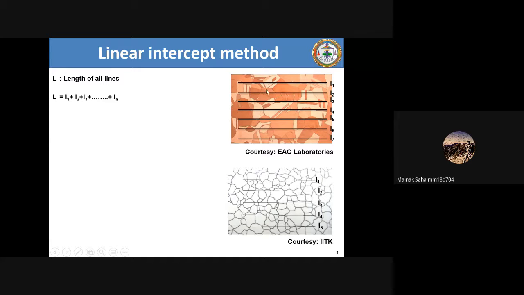Suppose you have drawn a line L1, you have a line L2, you have drawn lines L3, L4, L5, L6, L7. So you have drawn a number of parallel lines in a given microstructure. And the length of each and every line is actually equal, right, if it is a parallel line.